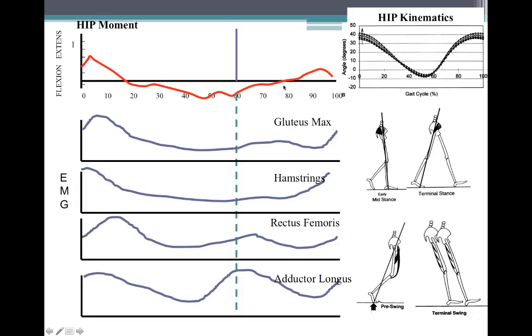And then as we transition to terminal swing, we can see this particular phase is met with a large hamstring activation, and then there's some preparatory gluteus maximus activation right at the transition to the next heel strike phase.